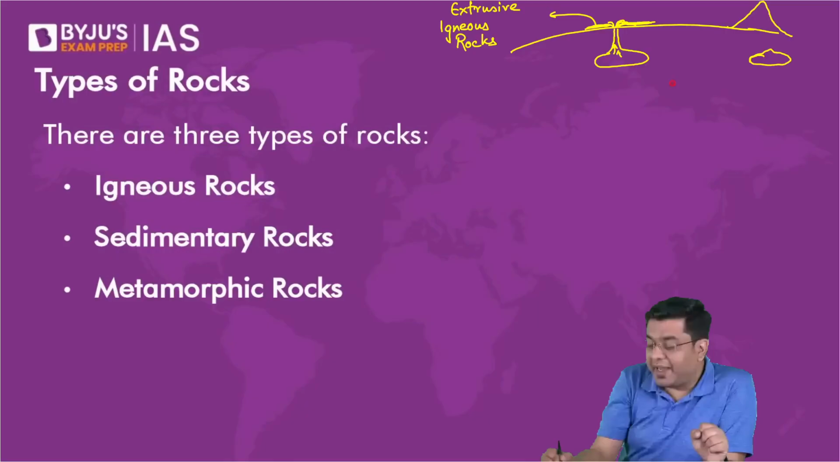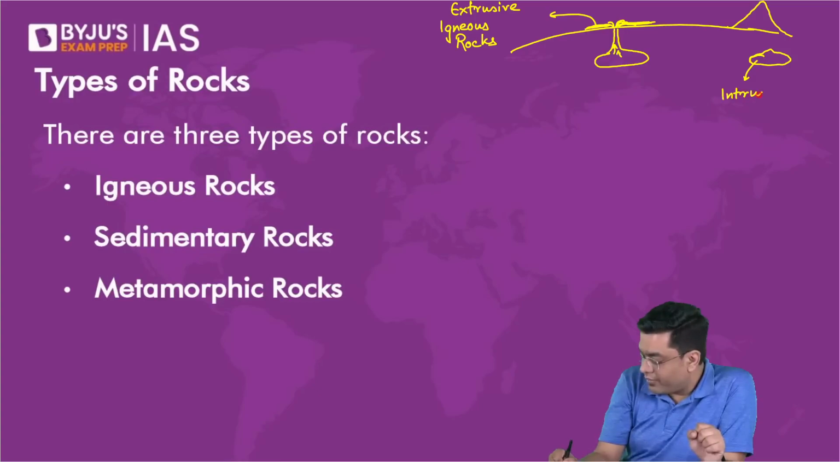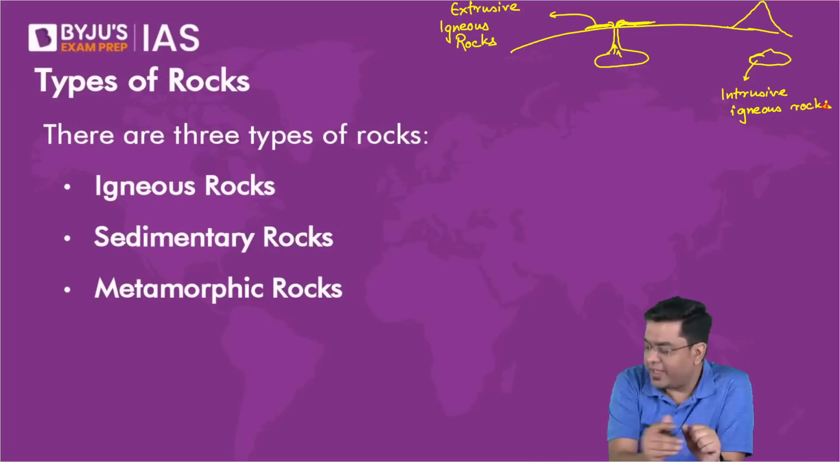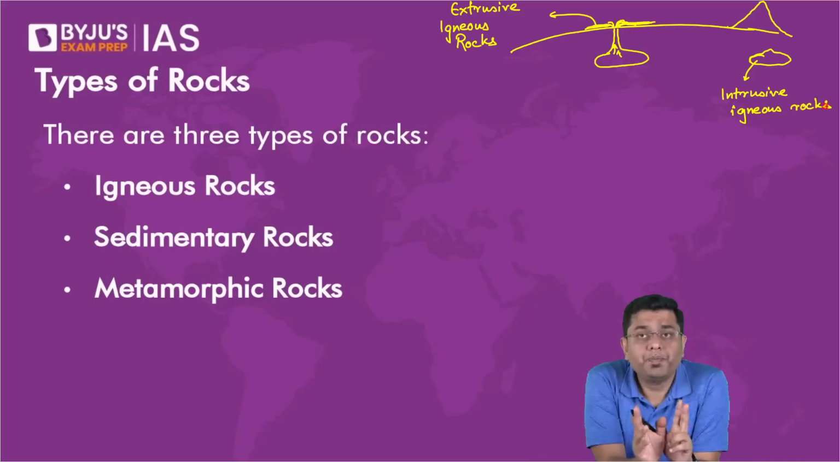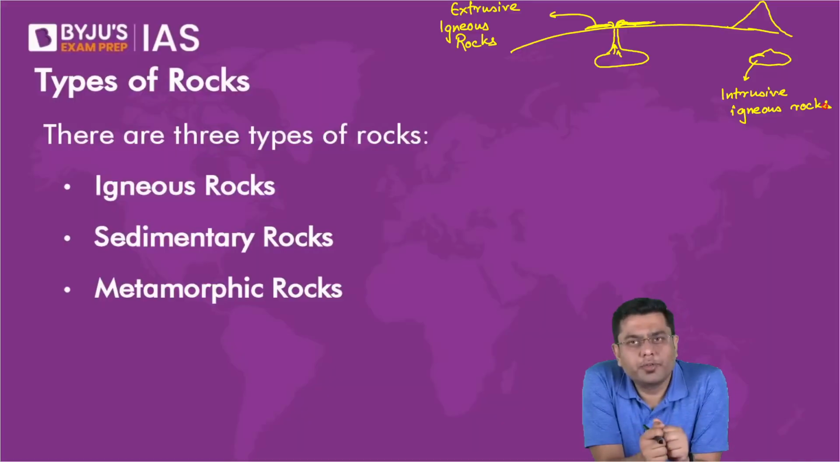And when they solidify in the interior itself, they are referred to as intrusive igneous rocks. Intrusive means on the inside. So, whenever molten materials solidify, they will form igneous rocks.